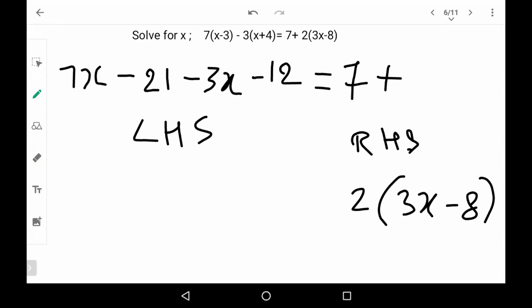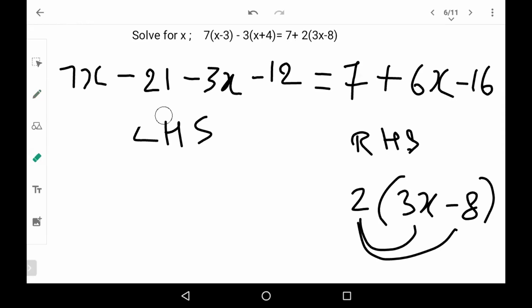Good, Spurti. Spurti got the answer. So 2 into 3x. 2 3s are 6. So 6x. x will remain as it is. Then 2 into minus 8. 2 8s are 16. And since it is minus 8, it is minus 16. Do not forget the sign. Okay, so this is your RHS.